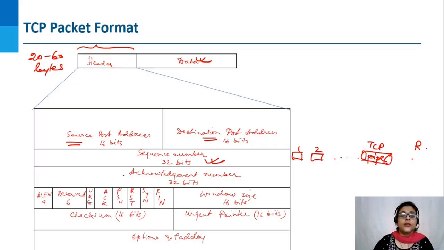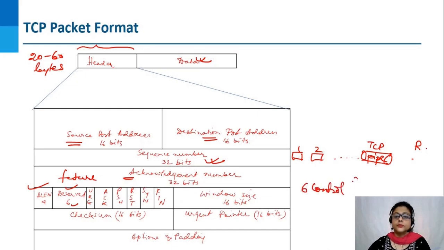Then we have the 32-bit acknowledgement number. Basically, the acknowledgement number gives the number of the next data byte that is expected. Next, we have the header length, which is of 4 bits. There is a reserved field of 6 bits, which is reserved for future use. Then we have these 6 control fields. So 1, 2, 3, 4, 5, 6. I'm going to tell you in detail about these 6 control fields.